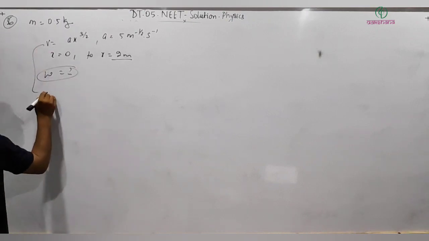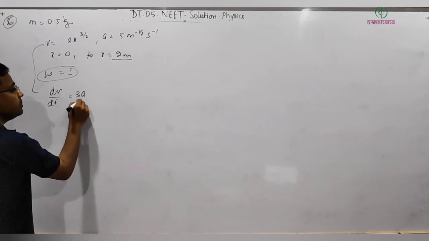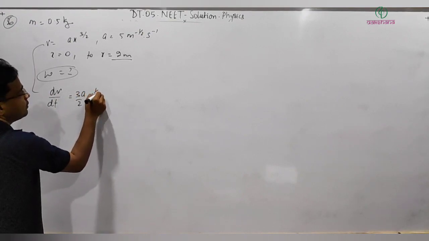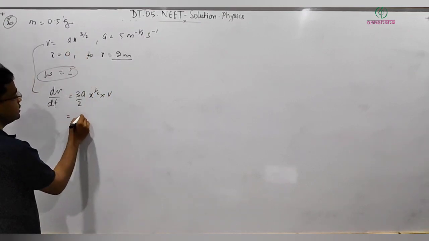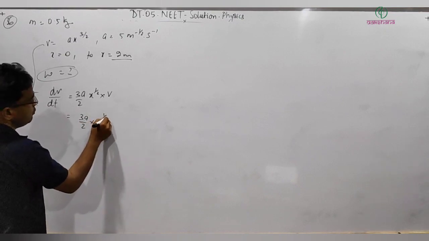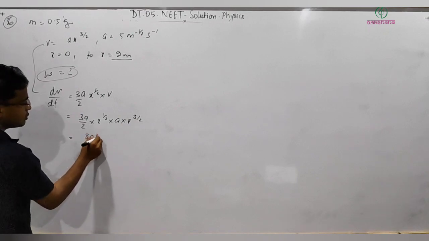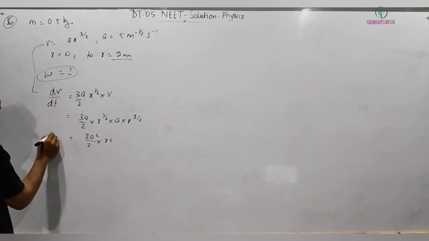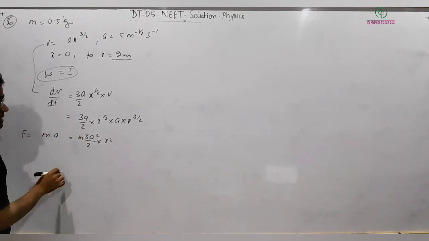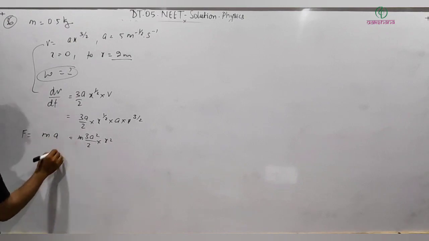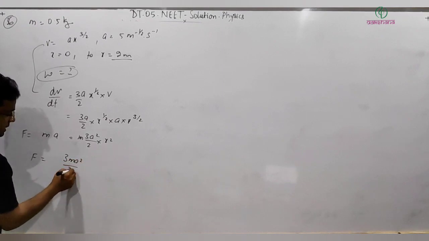So differentiating it with respect to time, I will get dv by dt is equal to a, and this is 3 by 2 x raised to power half into dx by dt, that will be equal to v, and v is equal to this. So substituting it, 3a by 2 into x raised to power 1 by 2 into a into x raised to power 3 by 2. I am getting basically 3a square by 2 into x square as the acceleration, and force is equal to mass into acceleration. Mass is 0.5, but let me write it simply as mass. So force I am getting is 3ma square by 2 into x square.